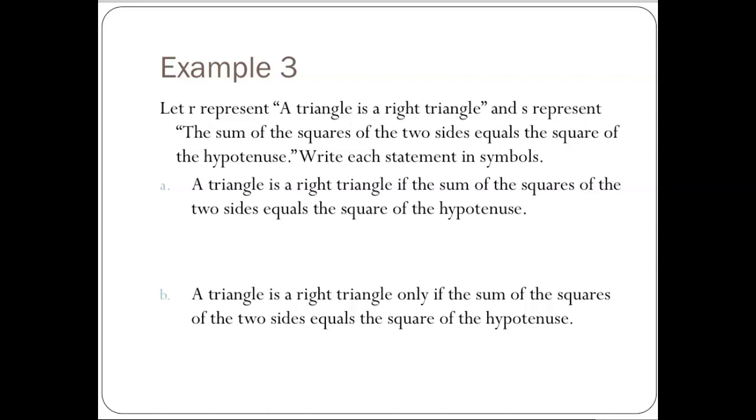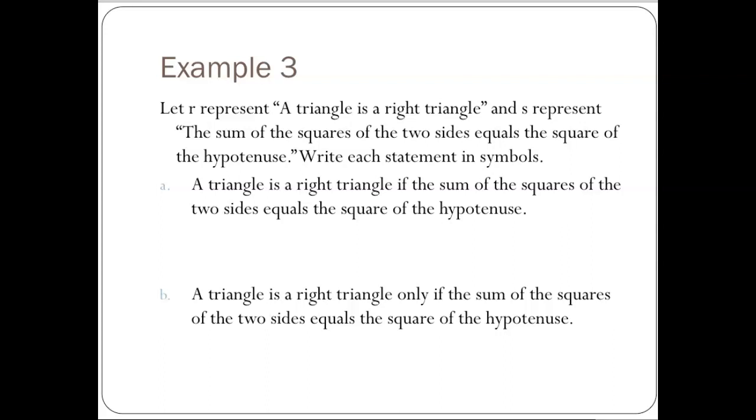Write each statement in symbols. A triangle is a right triangle if the sum of the squares of the two sides equals the square of the hypotenuse. Notice how this one doesn't have "only if", it just says "if". So you can see this as Q if P.